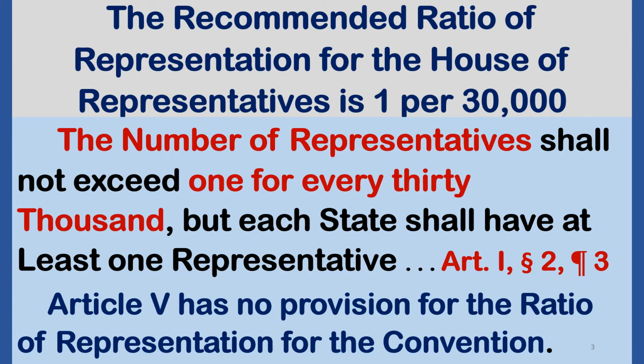This is a floor. You can't have less than 30,000 people per representative for the House. However, Article 5 has no such floor. You can have many more delegates for a constitutional convention. This will help to ensure true and meaningful representation for all citizens.